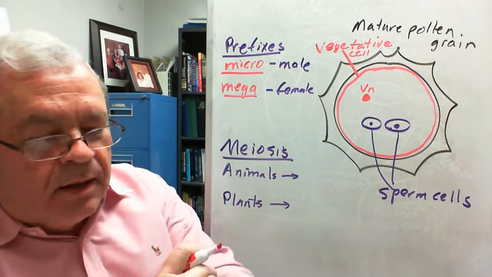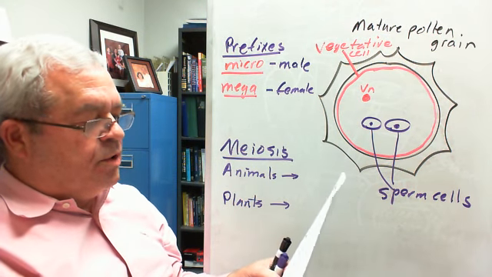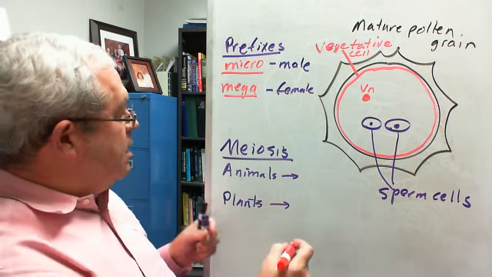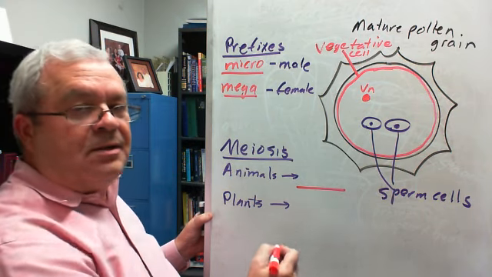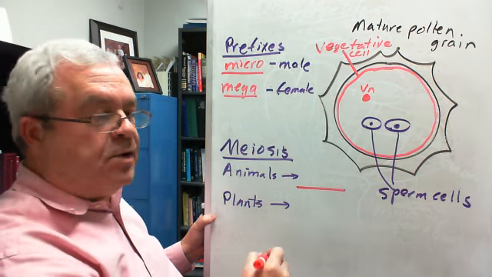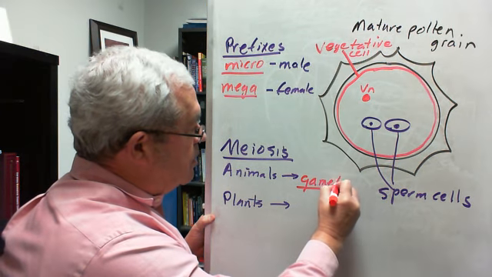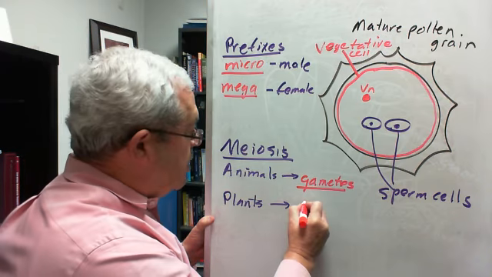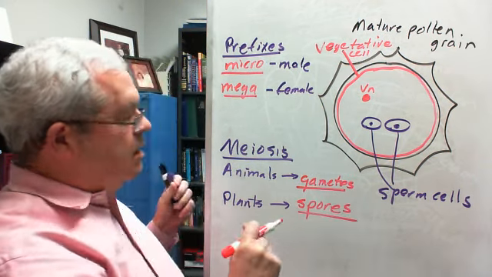All right. And then in the animal kingdom, meiosis produces blank. In the plant kingdom, meiosis produces blank. This is a review of the previous little unit. Meiosis produces what? Gametes. And in the plant kingdom, meiosis produces what? Spores.